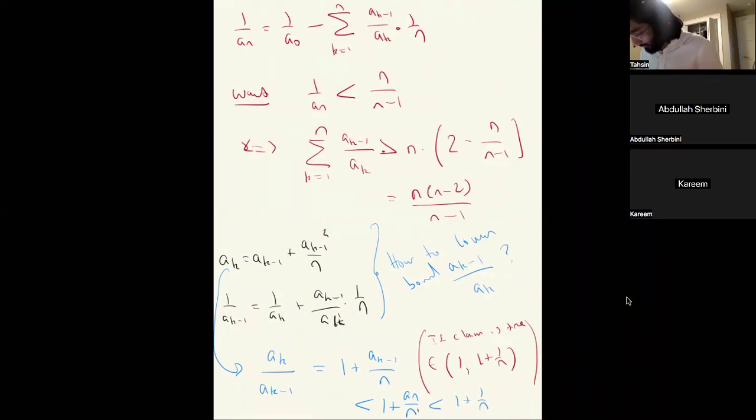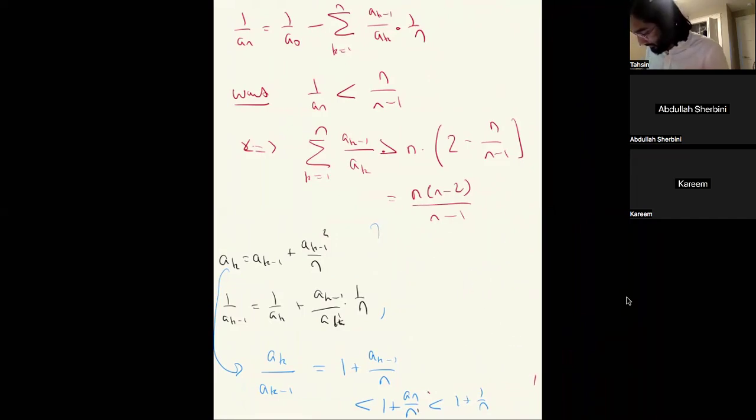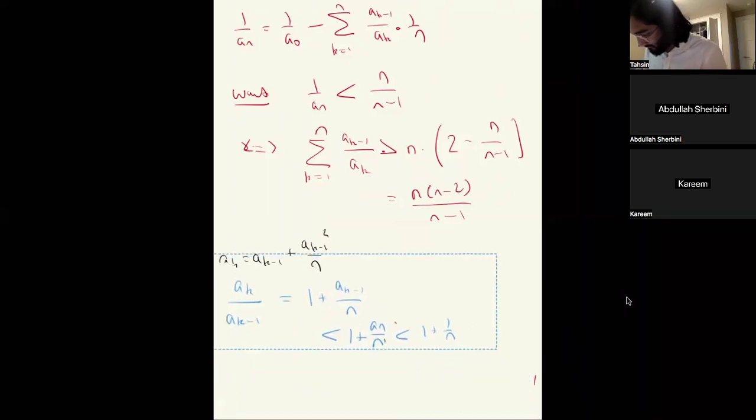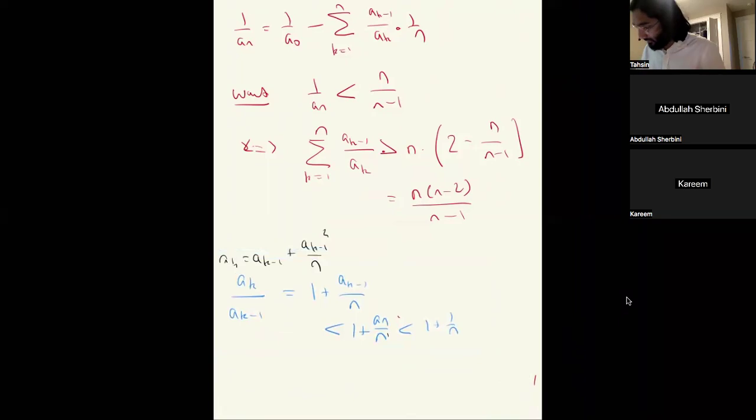Okay, so let's just complete the argument. So what is the point here? Maybe I'll say this. Yeah, to finish the lower bound argument, we know this, and then that tells us what?